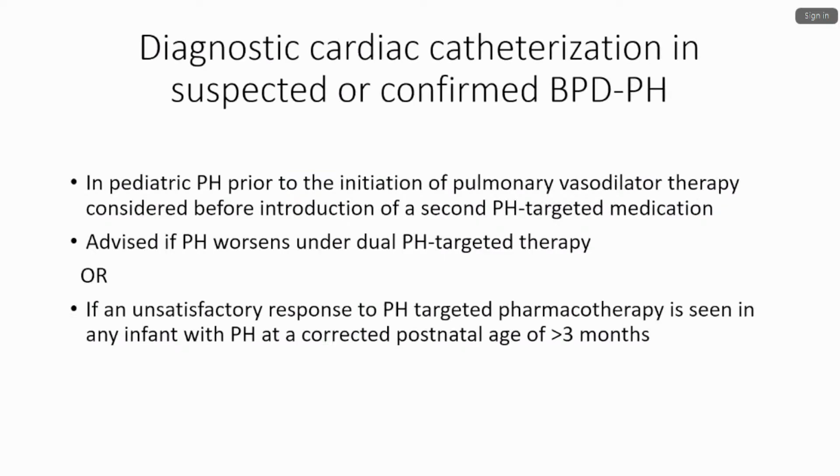Then diagnostic cardiac catheterization. In pediatric pulmonary hypertension, it is considered prior to the initiation of pulmonary vasodilator therapy, before introduction of a second pulmonary hypertension targeted medication. It is advised if the pulmonary hypertension worsens under dual pulmonary hypertension targeted therapy, or if an unsatisfactory response to pulmonary hypertension targeted pharmacotherapy is seen in any infant with pulmonary hypertension at a corrected postnatal age of more than 3 months.